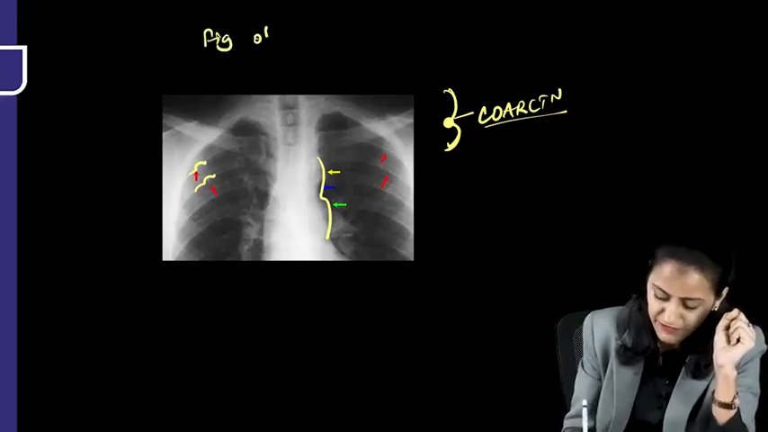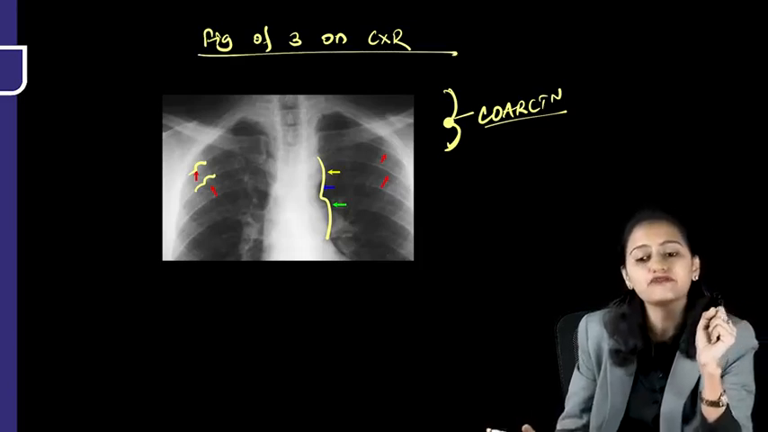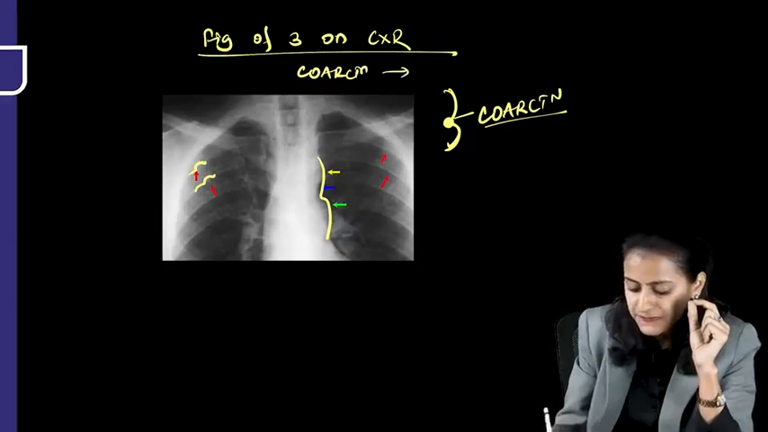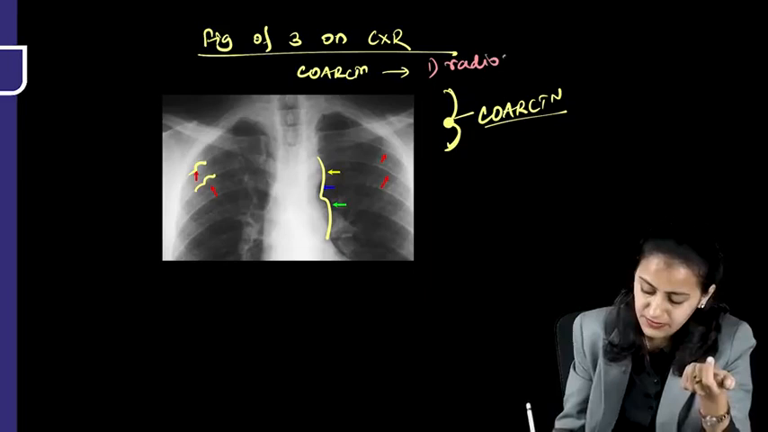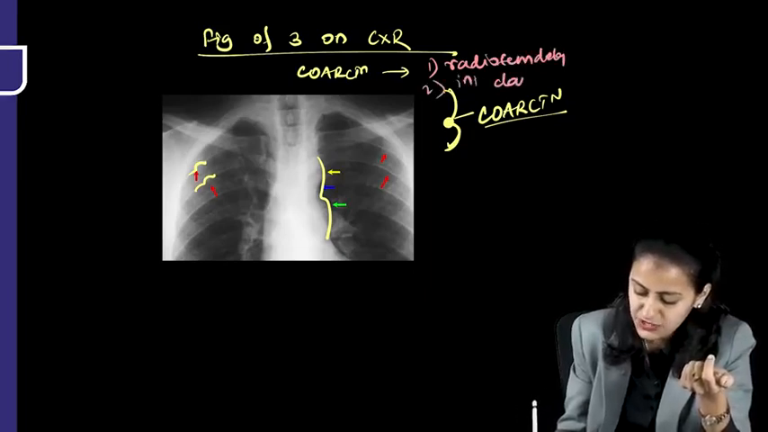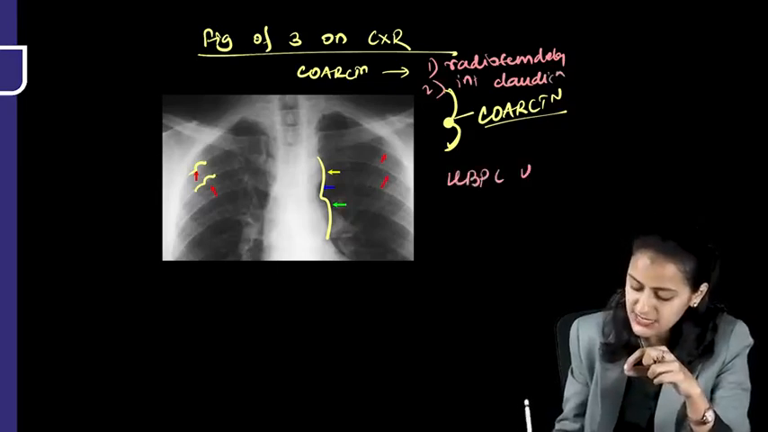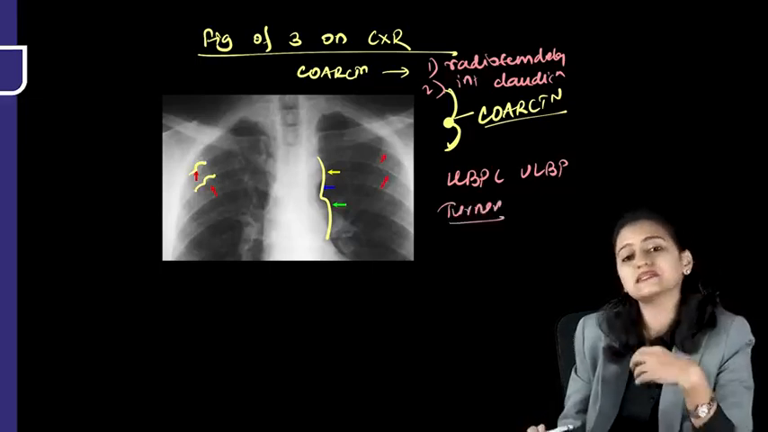So, remember we have the figure of 3 appearance on the chest X-ray. It is seen in coarctation of aorta. Classical history would be radiofemoral delay, with intermittent claudication because the lower limb blood supply is less. The lower limb blood pressure is less than the upper limb blood pressure, and remember the association with Turner syndrome.